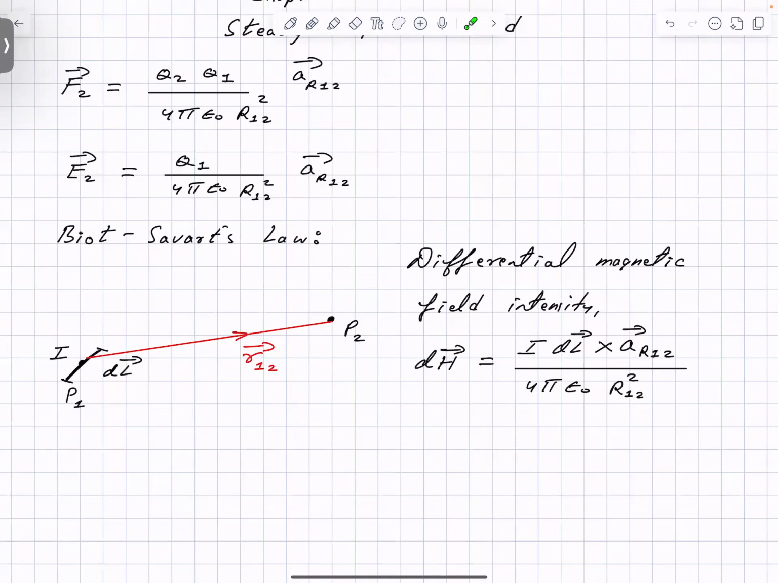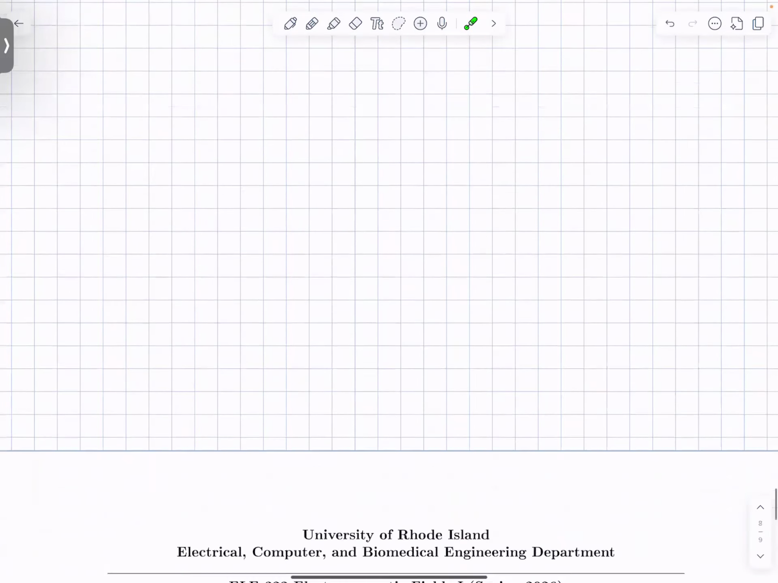There is another way to get the direction of the magnetic field intensity. Again, using the right hand, if we hold our fingers like this, if the thumb is pointing towards the direction of the current, then the fingers curl towards the direction of the magnetic field intensity. So the curling of the fingers is the direction of the magnetic field intensity, whereas the thumb points in the direction of the current. Does that make sense? All right.